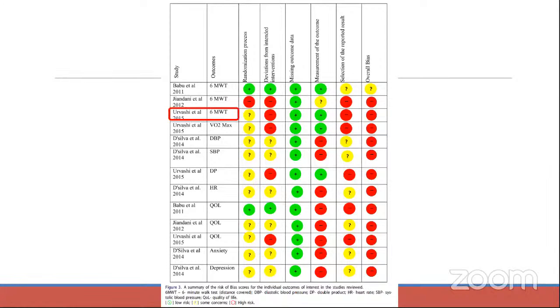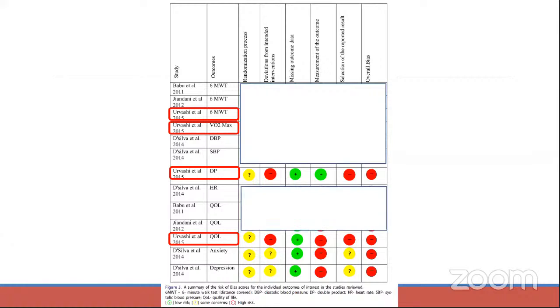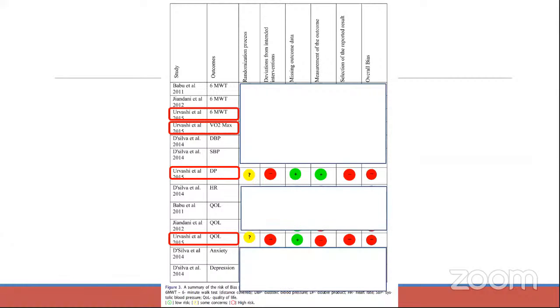And here you can see that the same study, Urvashi et al., has been added 4 times for 4 different outcome measures of interest from the same study that were included in the review. Okay? I just wanted to show a slight difference in the risk of bias assessment.